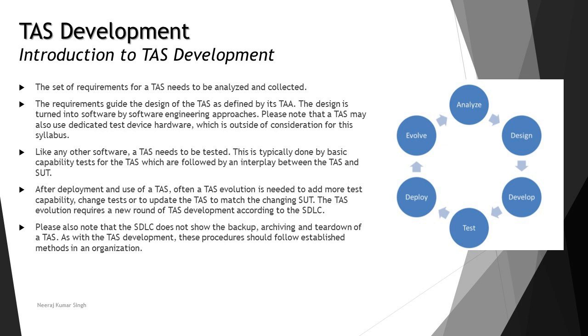Once that is done, a deployment will be done. And following deployment, during the use of TAS, a TAS evaluation is often needed to add more test capability and change tests, or to update the TAS to match the changing SUT. So from time to time, changes are involved in the SUT, and of course your TAS is also required to evolve from time to time. That's quite generic and easy to understand, right from the maintenance suites, where you create a maintenance suite. As modifications take place in the application, your regression suite also keeps updating from time to time. So this is the entire cycle, which includes analyze, design, develop, test, deploy, and evolve.